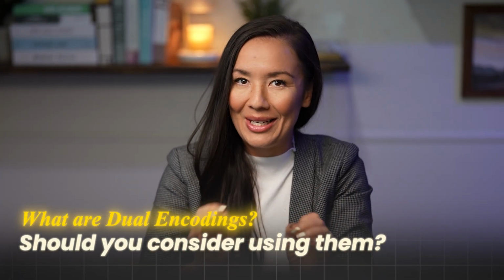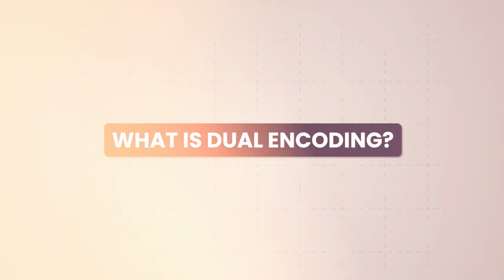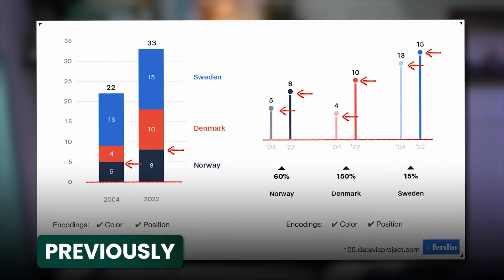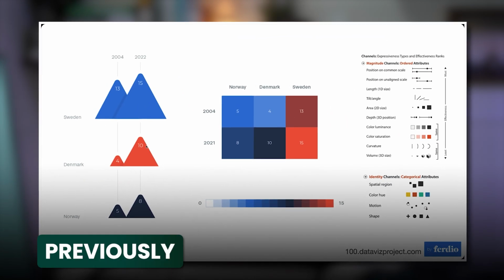So let's start out by discussing what in fact is a dual encoding. We've discussed what encodings are in previous videos. It's essentially where you take raw data and you map it onto a visual variable like color, texture, line, etc. That's what an encoding is. A dual encoding is when you take the same raw data and you encode it to two different variables. So in some ways it's duplicating the encoding. You're representing the data twice in the visualization.